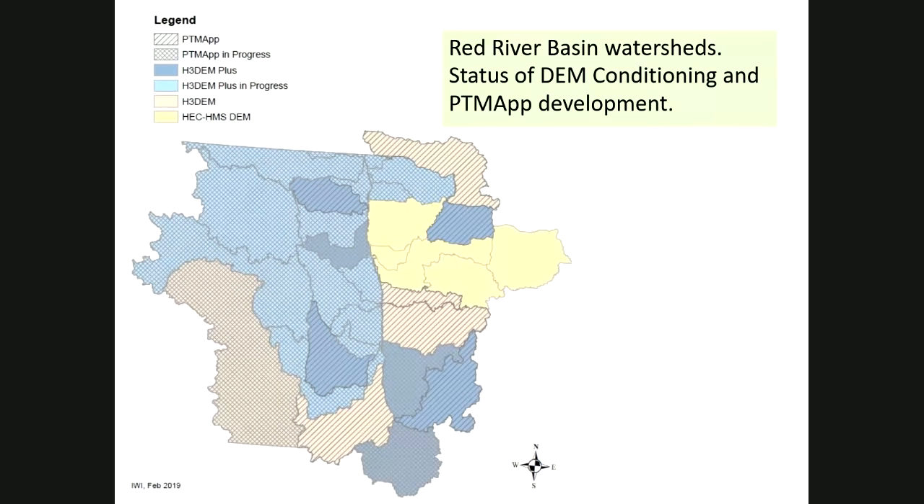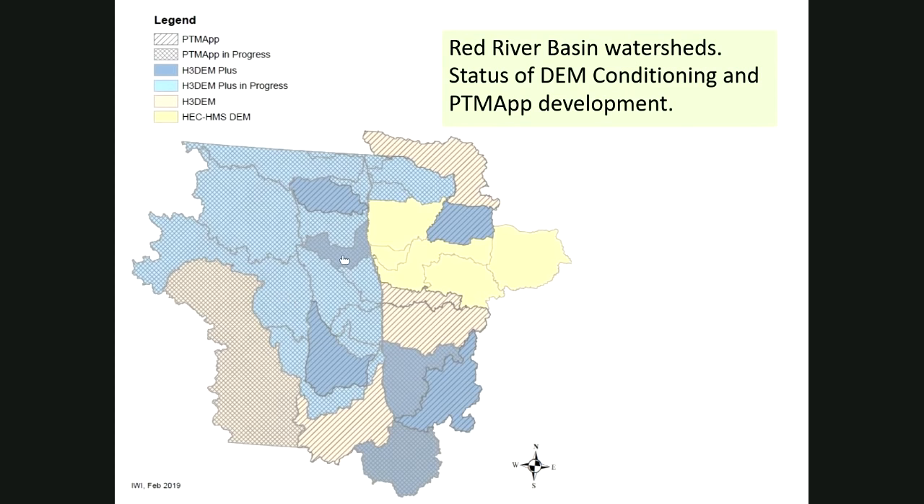And then lastly, this is a map of the status of digital elevation model conditioning. Pay attention to the colors. Basically, we have the lowest level of conditioning in this area. It's called a level 2. The rest of the basin, we have level 3 or better than level 3. Very good, highly refined digital elevation models to build hydrologic models on.